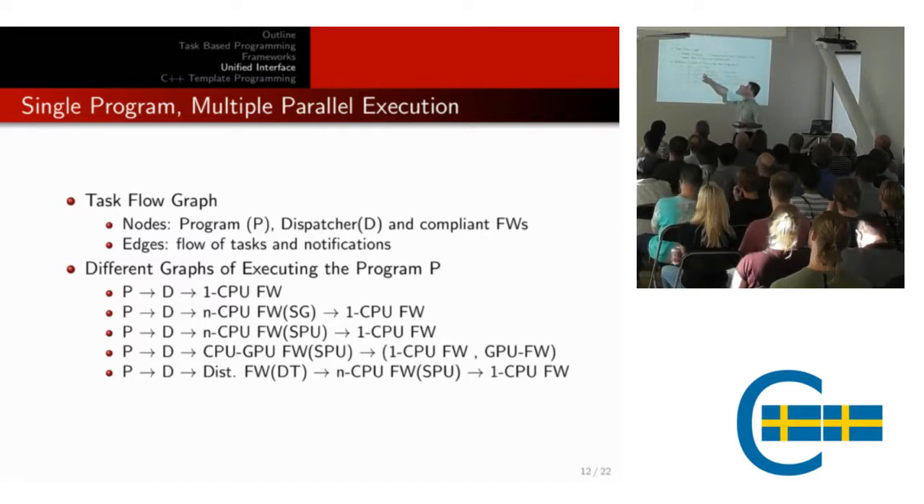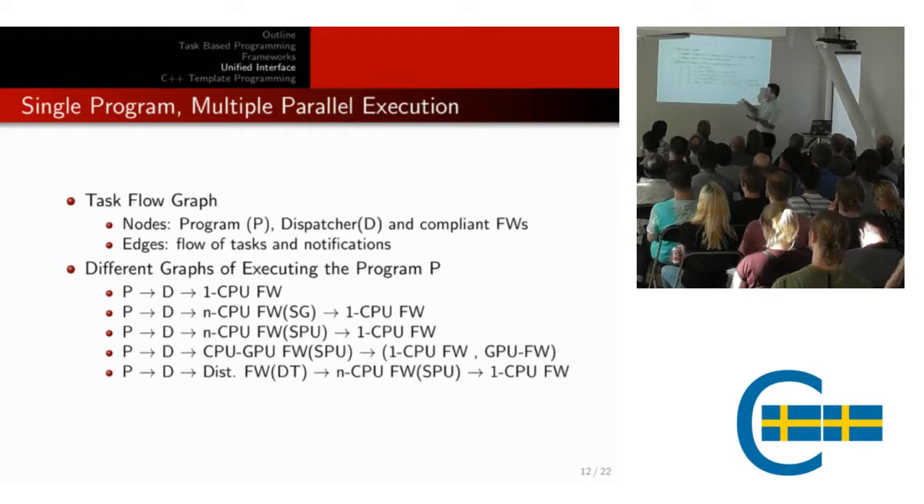They can be forwarded to an N-CPU framework, for example SuperGlue, and then every task that is ready to run here can be forwarded to this framework, and so on for an N-CPU framework like StarPU. This is for the same environment, N-CPU, and we can join the CPU and GPU, and at the end the graph forks to different frameworks, and also we can use a distributed framework like DuctTeip.